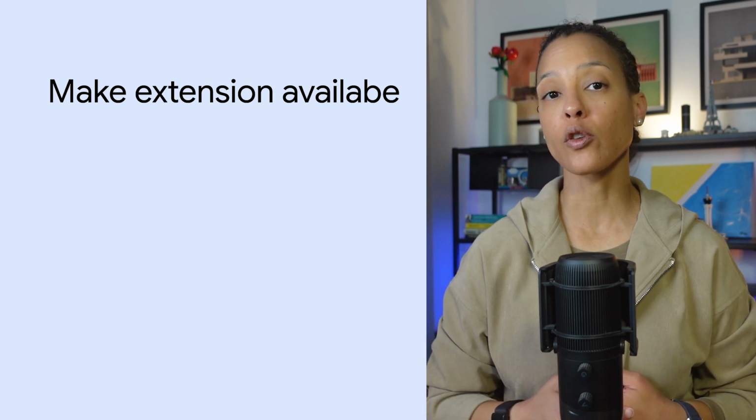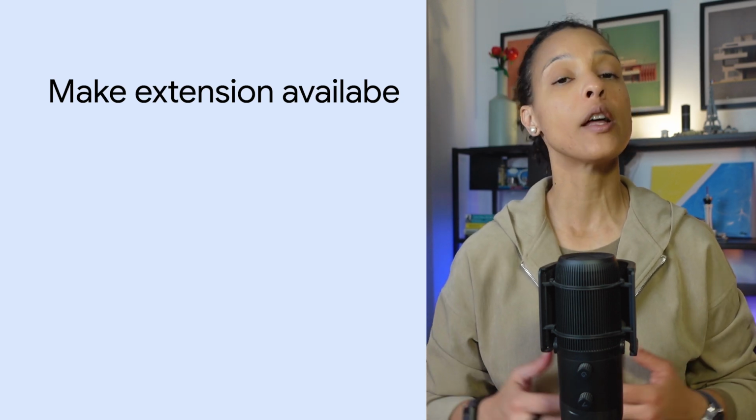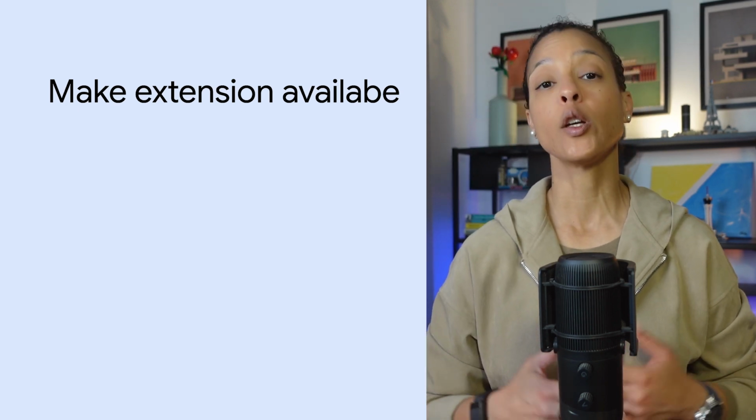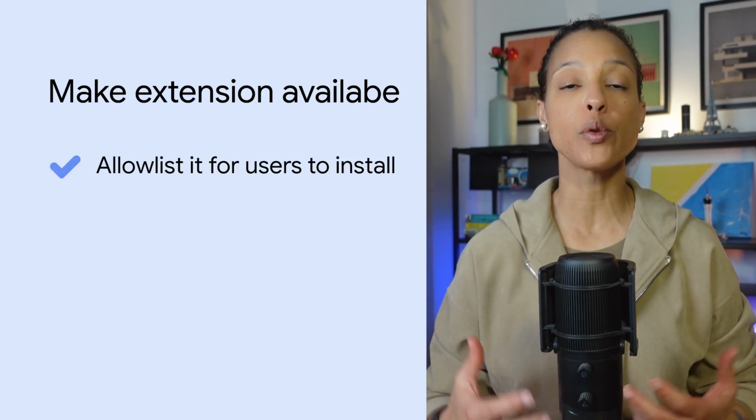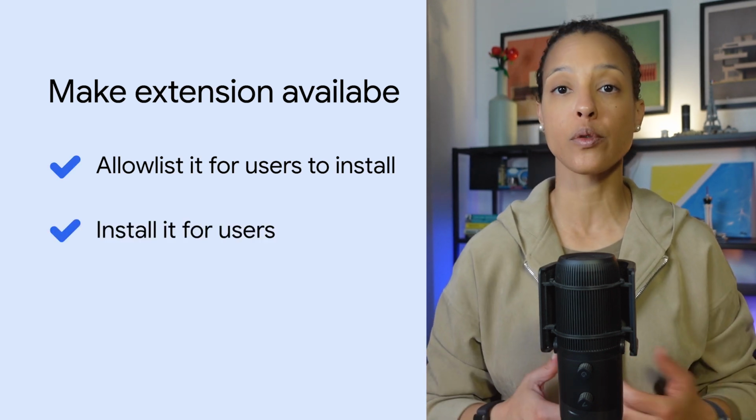As an administrator, you can allow users in your organization to install and run any Google Workspace Marketplace app, only allow listed apps, or no apps. If for your organization users are not allowed to install any Google Workspace Marketplace apps, there's two ways to make the extension available to them. You can add it to your allow list so users can install it, or you can install the extension for users.